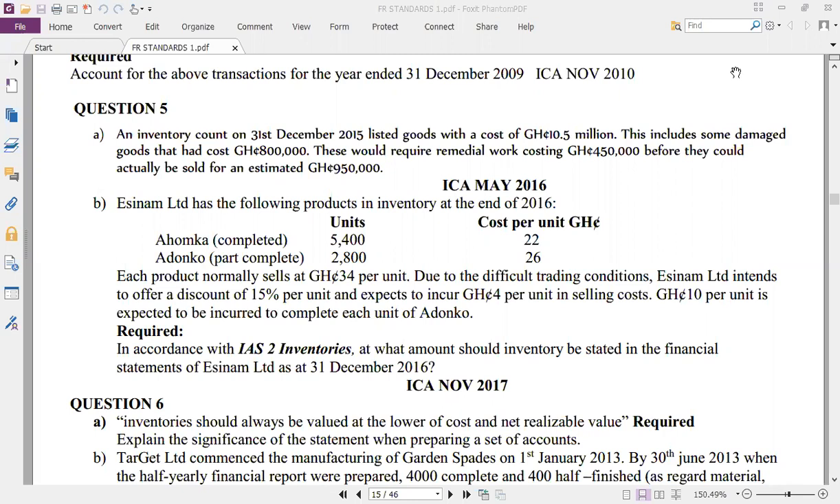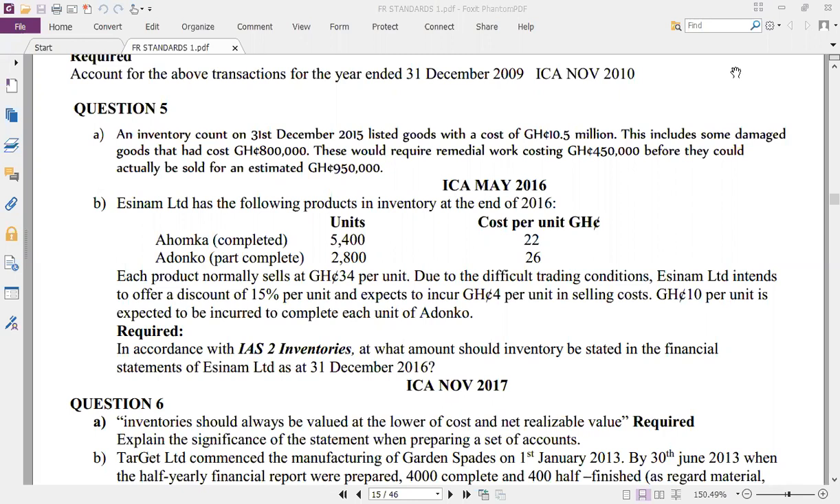Good. And they expect to incur 4 Ghana cedis per unit in selling cost. 10 Ghana cedis per unit is expected to be incurred to complete each unit of Adonko. Adonko is part completed. So that's the cost to what? To complete. Cost to complete.